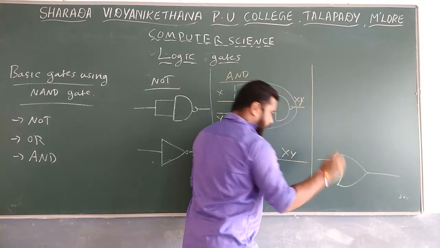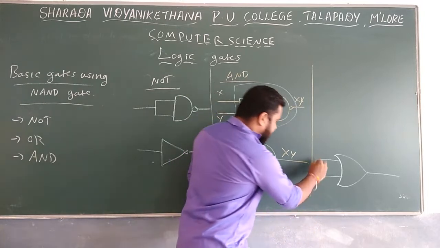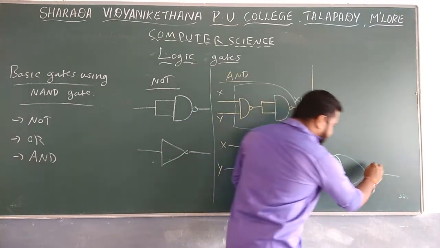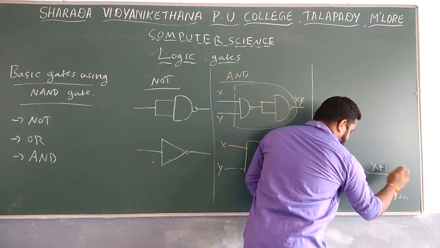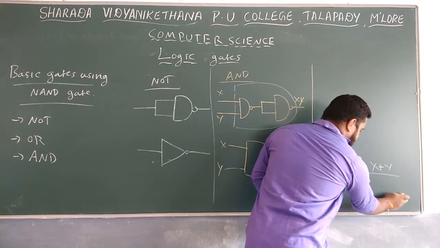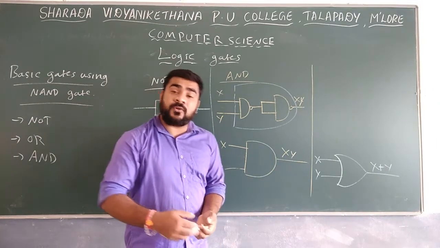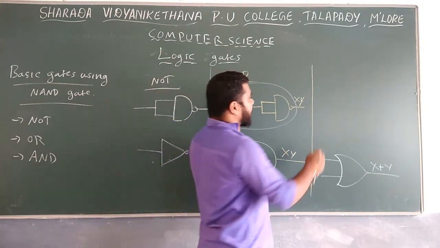This one is the OR gate. X and Y are the inputs, which means the output will be x plus y. So how do we construct this one? If you want to construct this, the circuit diagram can be written like this.